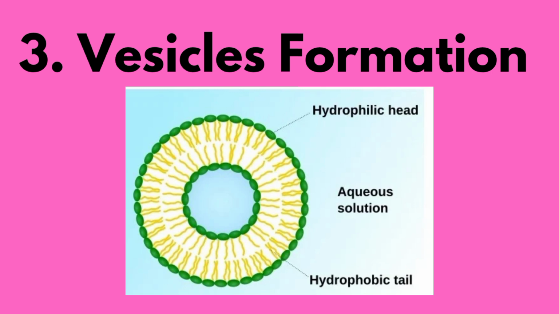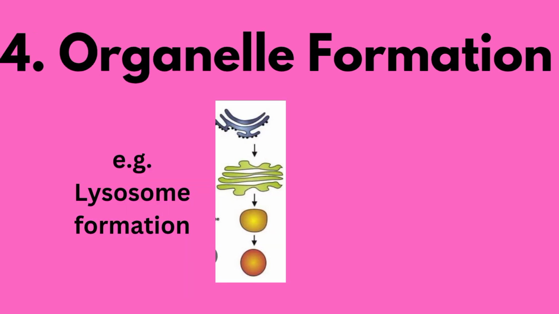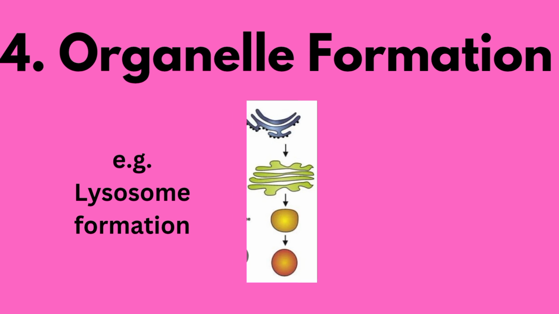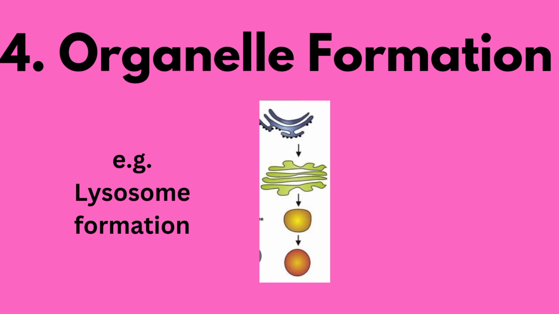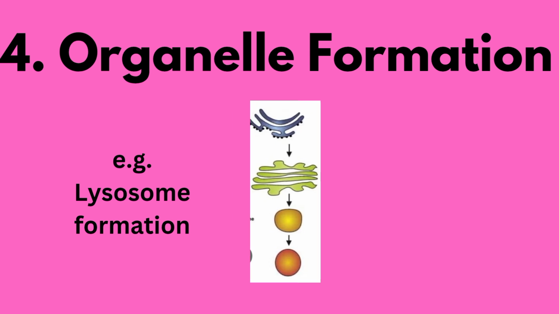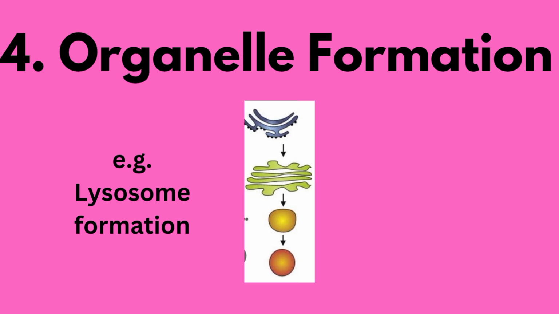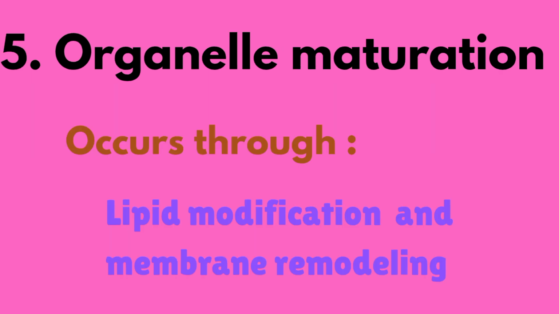Third step is the vesicle formation. Some of these assembled molecules form vesicles, which are small, membrane-bound structures that can fuse with other vesicles or with the plasma membrane. Fourth step is the organelle formation, which is also known as biogenesis of organelles. In this step, vesicles formed from the assembly of biomolecules come together to form organelles.